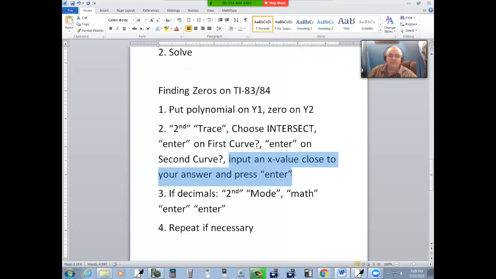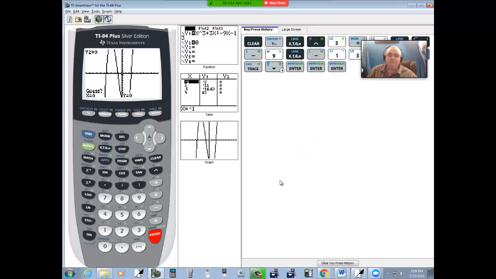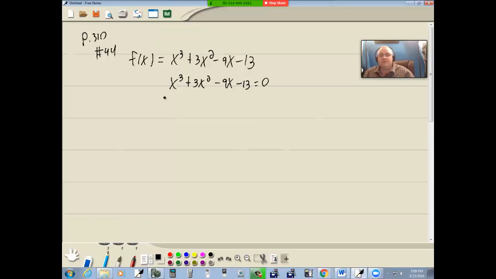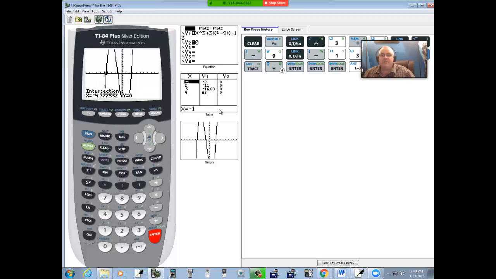Then we'll input an x value close to your answer and press enter. I think the answer is around -5, -6. Let me put -6 in. So I'll type in -6 and press enter. And it'll find the answer closest to your guess. So it found this one. Now our answers are where it crosses the x-axis. Remember, the zeros are the same as your x-intercepts. Okay, so our first answer was x equals -4.378.